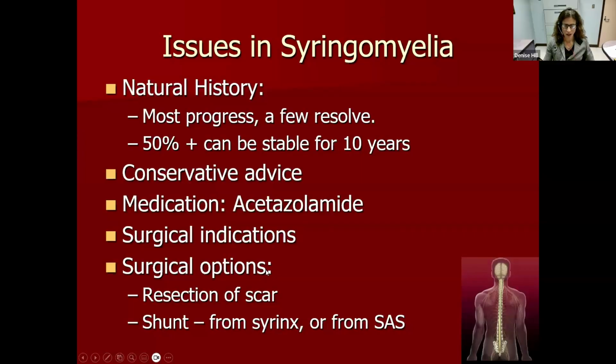And then the options surgically, since I'm not a surgeon, I try to not overstep my area of expertise here, but generally they want to decompress. So resect the scar, improve the likelihood that CSF stays on the outside of the cord, and then they can shunt from within the syrinx or from in this subarachnoid space to other locations. So sometimes it's a combination, decompression and shunting.